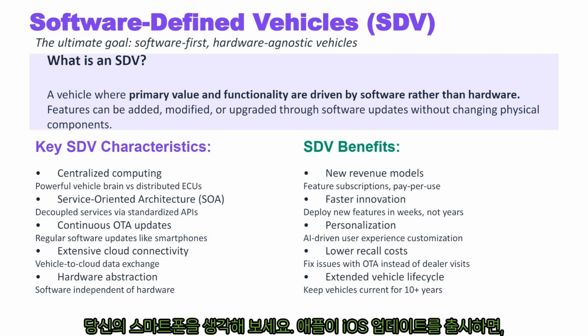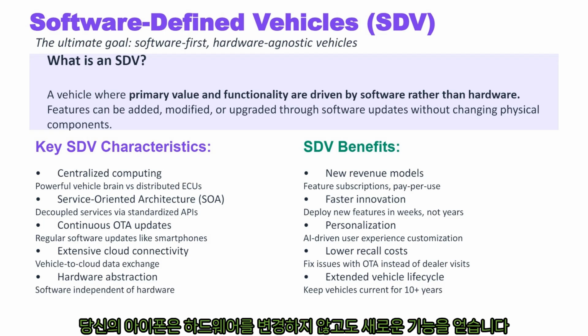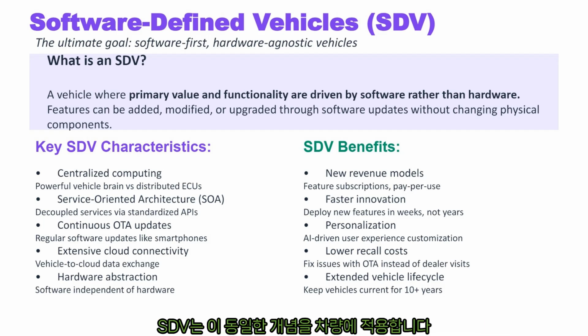Think about your smartphone. When Apple releases iOS updates, your iPhone gets new features without changing the hardware. SDVs bring this same concept to vehicles. Look at the key SDV characteristics on the left. Centralized computing. One powerful vehicle brain instead of distributed ECUs. Service-oriented architecture. Software is built as decoupled services communicating via standardized APIs. This enables flexibility and reuse.